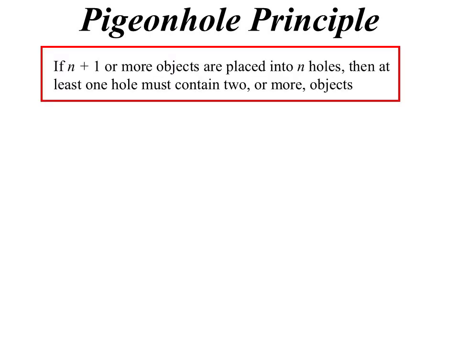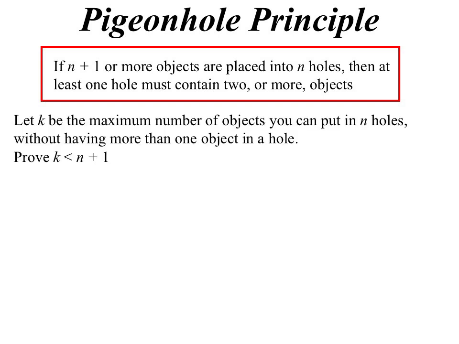The last idea we want to look at in this topic of combinatorics is the pigeonhole principle. It's actually a fairly straightforward idea when you think about it. If you've got n plus 1 or more objects, and you're going to place all these objects into n holes, then at least one of them must have more than one object. Because how could you put n plus 1 into n holes and only have one in each hole? Couldn't do it.